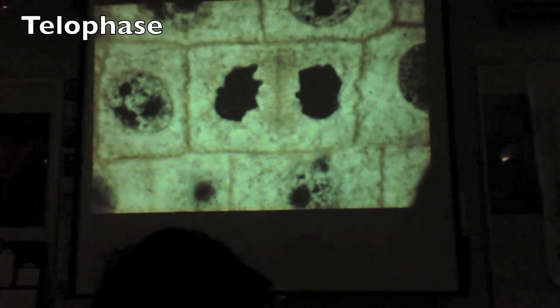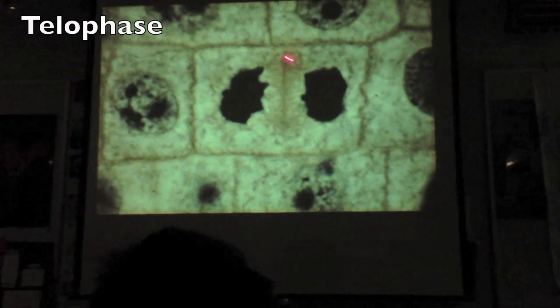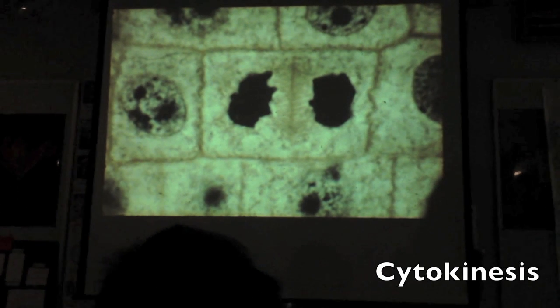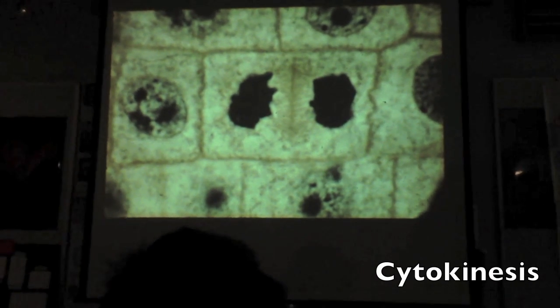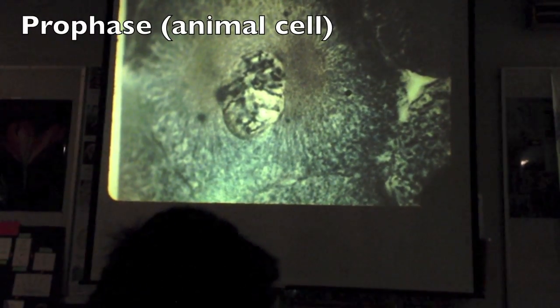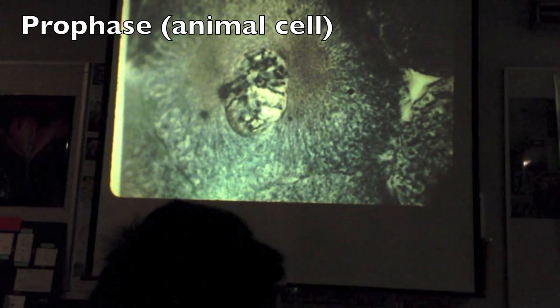What phase? Telophase, and this structure is the cell plate. And what part of the cell cycle is also happening during telophase? Cytokinesis. Animal cells, we've got prophase, we've got some additional structures.